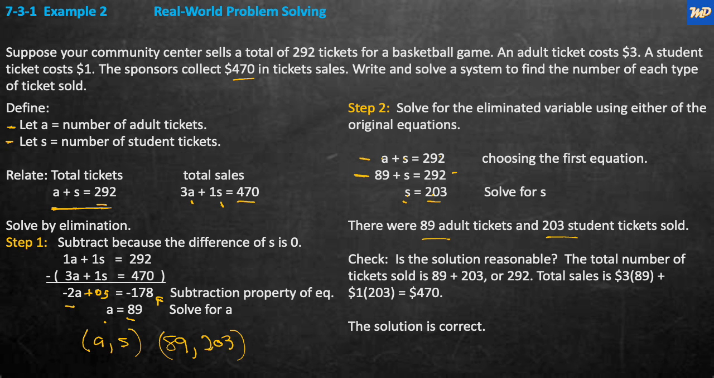And if you want to check it, is the solution reasonable? Well, let's look. The total number of tickets sold is 89 plus 203, and that equals 292. The total sales are 3 times 89 and 1 times 203, $3 for the adults and $1 for the students. And when you add those up, you're going to get $470. The solution is correct.